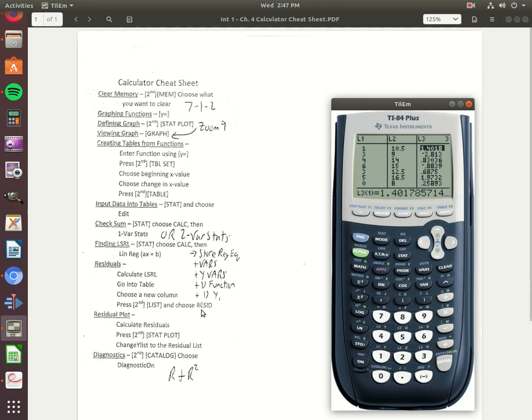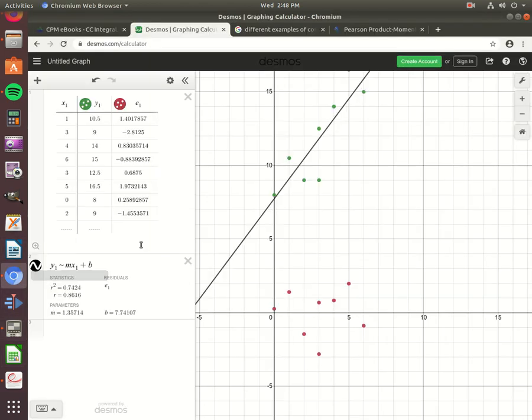So we've gone through and checked the residuals. Now we're to this point. We've already calculated the residuals, so we're going to go to second stat plot. Second stat plot is where we define our graph. It says change your Y list to the residual list. If you'll remember, my residual list is in L3. So I'm going to change this to L3. Then I'll graph it, and then I'll go zoom 9. And it will give me my residuals.